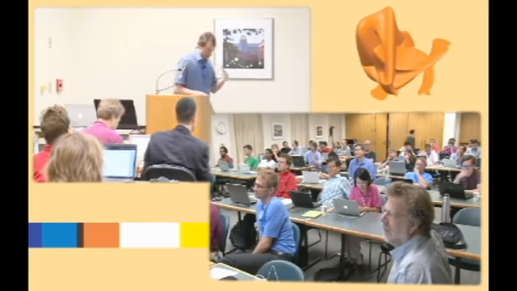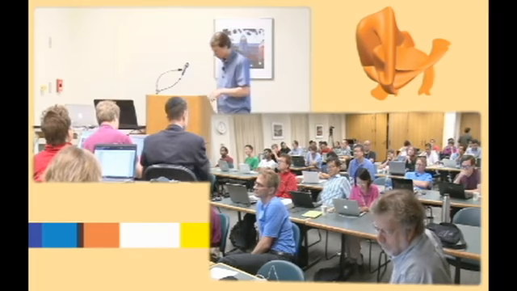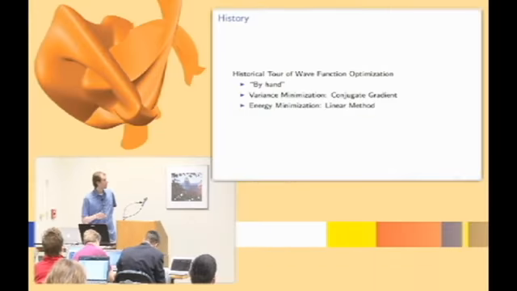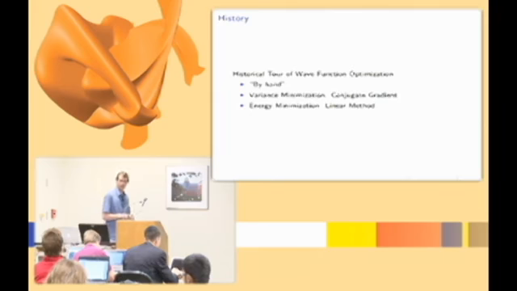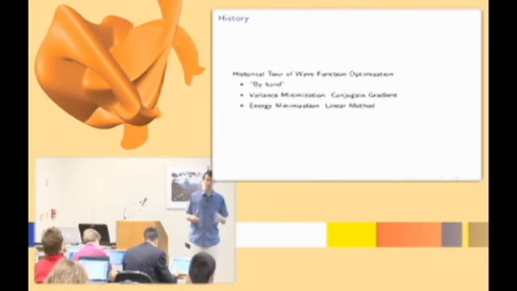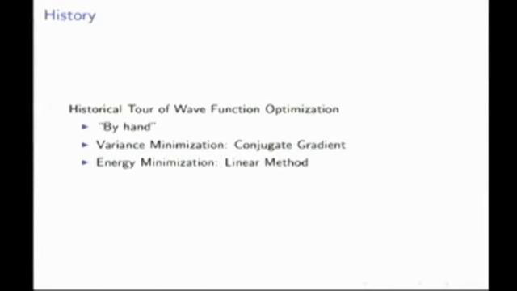So hopefully there is some motivation to optimize the trial wave function in order to calculate more accurate observables. Now I would like to go through three different wave function optimization techniques, in order of history. The first one is by hand. If you have a very small number of parameters, you can just compute the energies for them and find the minimum. The next one was variance minimization, and the last one I'll talk about is the current state of the art, which is the energy minimization using the linear method.